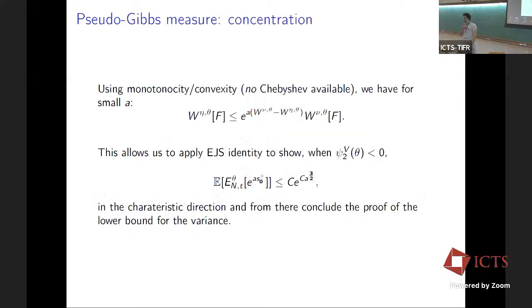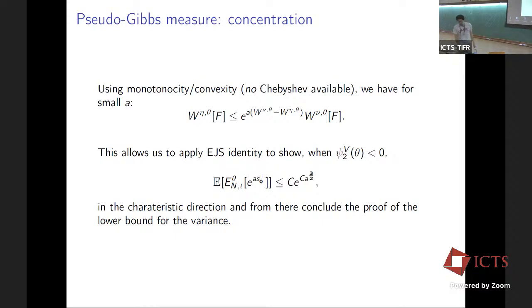And then here's the important step. Without using Chebyshev, not using any, because we don't know that we actually have a Gibbs measure. So just using monotonicity and actually convexity, we can bound this in terms of ratios of partition functions, or something that looks like ratios of partition functions. And using this, you can just use the EJS identity, because the EJS identity is exactly tailored to bounding things like this: e to the partition function, not height function at a certain parameter minus height function at another parameter of criticality. So then we get immediately the a to the 3/2, and you conclude the proof of the lower bound for the variance.